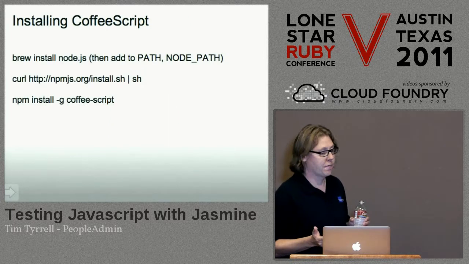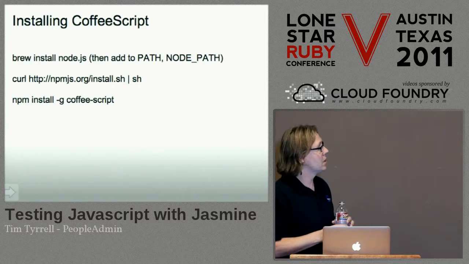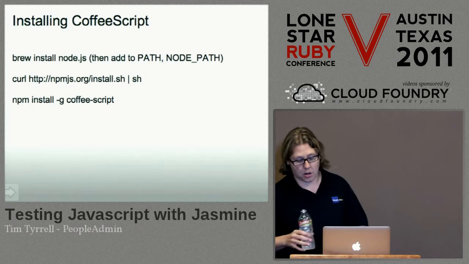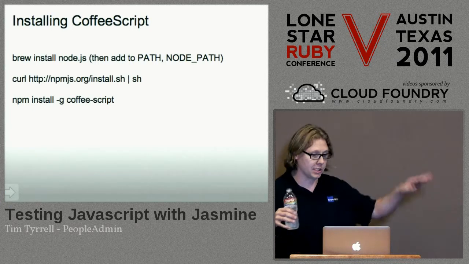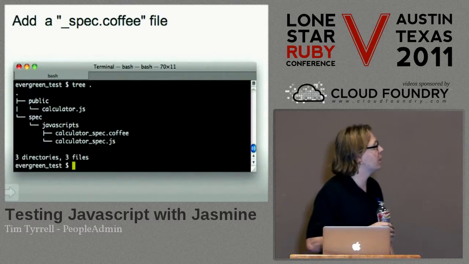So I'm going to install CoffeeScript first. I do a brew install Node.js, add some paths, curl the Node package management system, and then I'm going to install CoffeeScript. That's what I had to do to install CoffeeScript on my system, independent of Evergreen. Nothing to do with Evergreen, just how to install CoffeeScript.